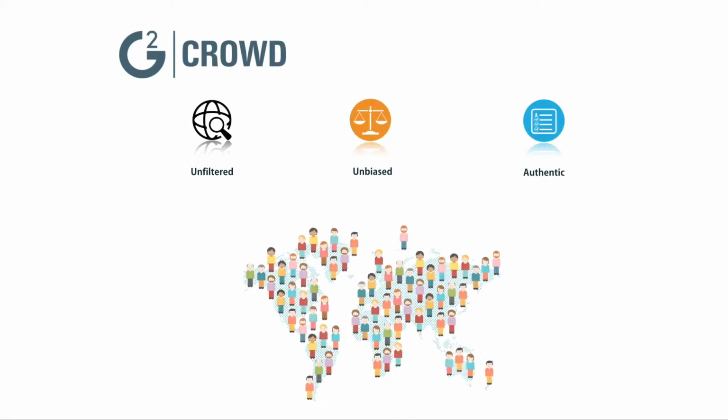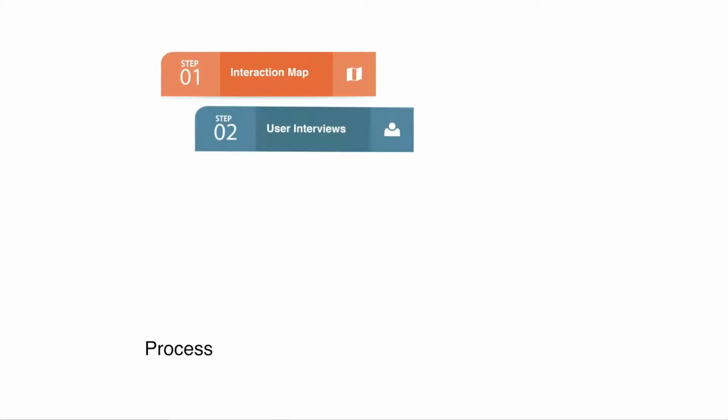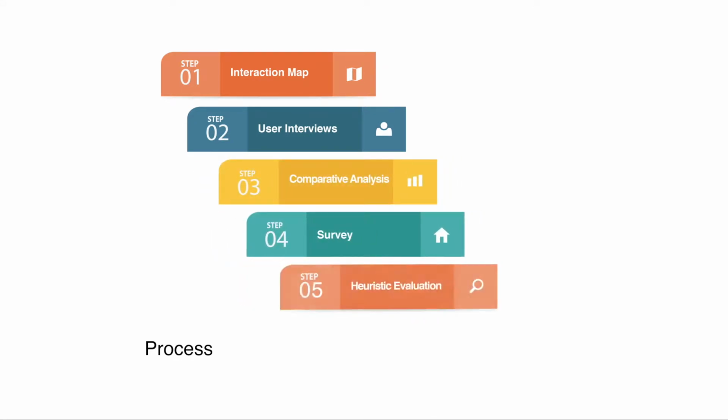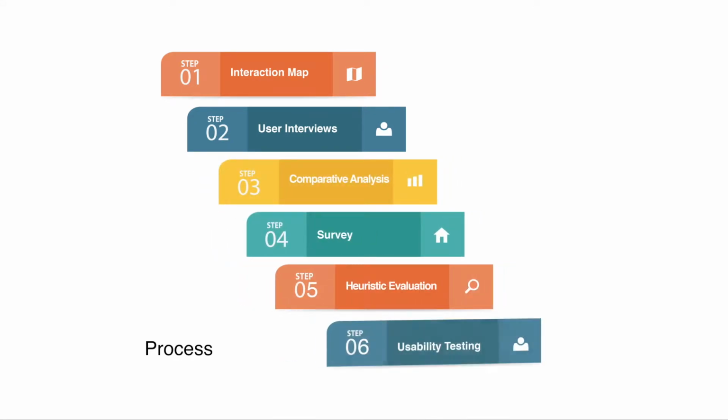G2 Crowd is a web-based business software review platform devoted to providing unfiltered, unbiased reviews from independent, authenticated users of business software. This semester, we assessed the usability of G2 Crowd's website by conducting a series of user experience research studies, including an interaction map, user interviews, a comparative analysis, a survey, a heuristic evaluation, and usability testing.